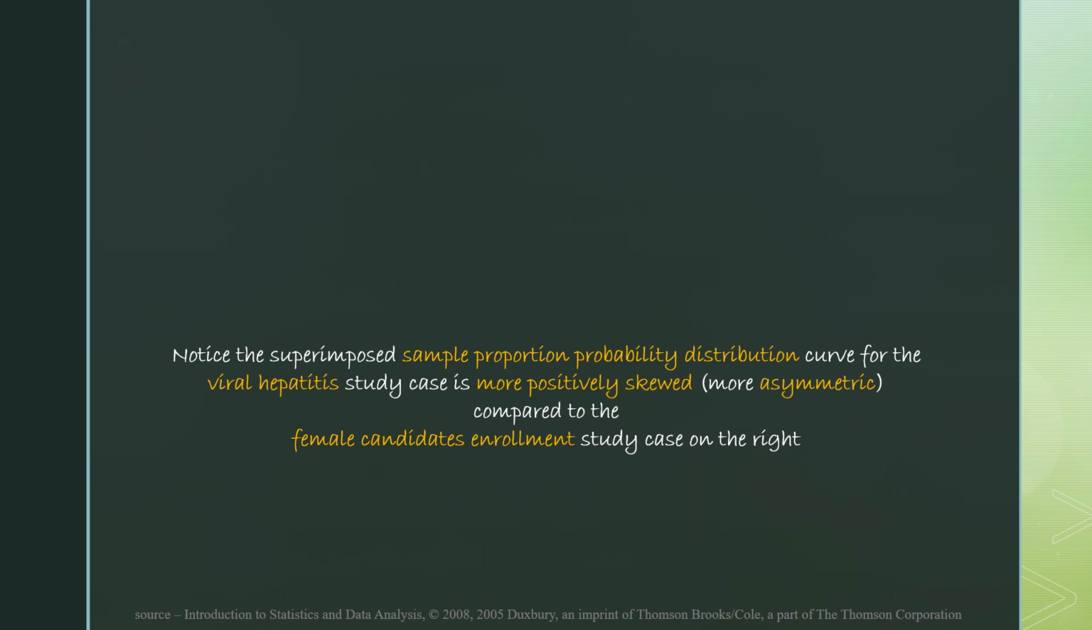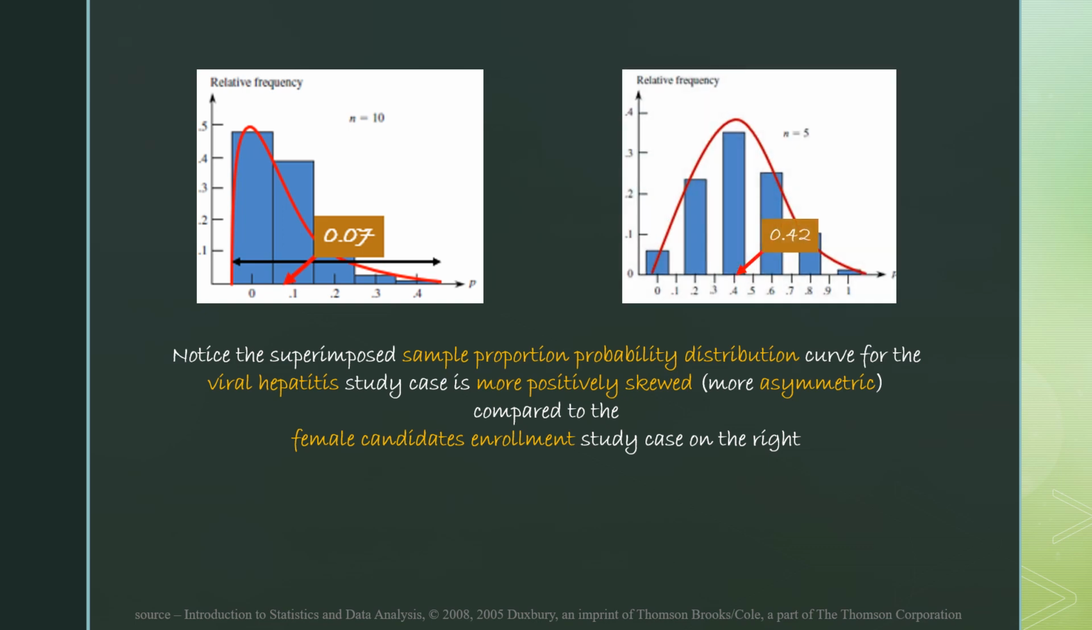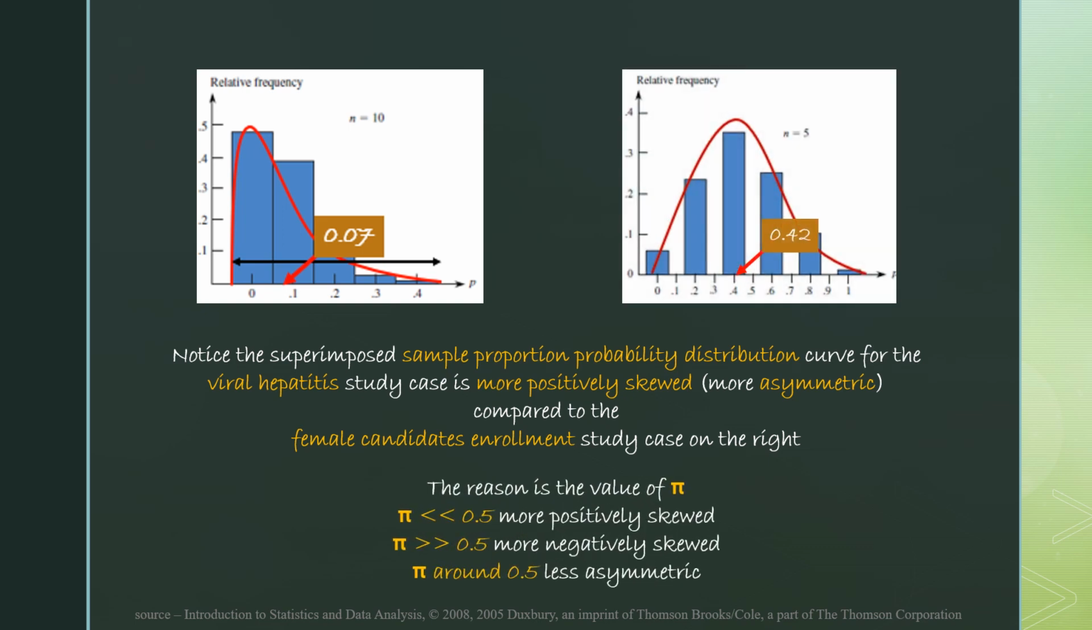Notice the superimposed sample proportion probability distribution curve for the viral hepatitis study case is more positively skewed, that is more asymmetric, compared to the female candidates enrollment study case on the right. The reason is the value of the population proportion pi. If pi is much less than 0.5, then the probability distribution is more positively skewed. If pi is much greater than 0.5, then the probability distribution is negatively skewed, and if pi value is around 0.5, the probability distribution is less asymmetric.